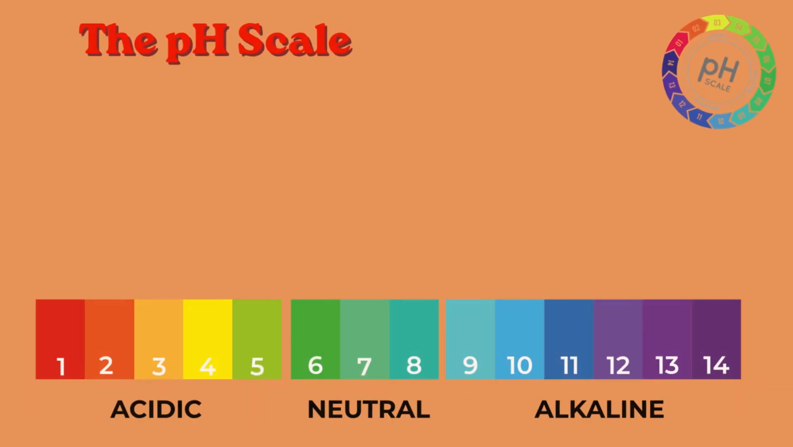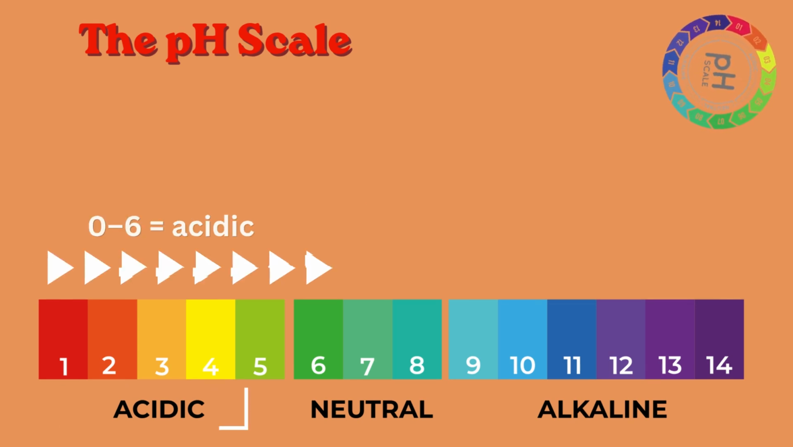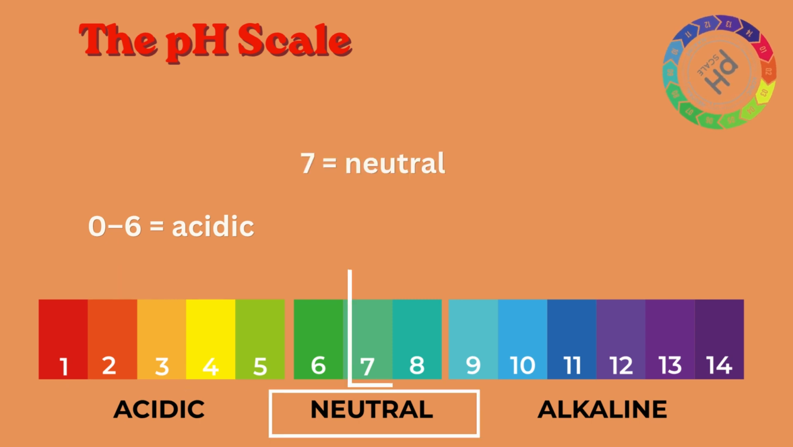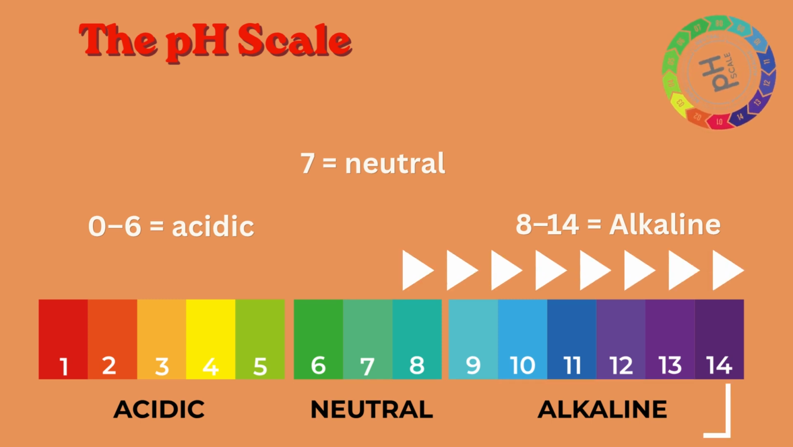The pH scale goes from 0 to 14. A pH less than 7 is considered acidic. A pH equal to 7 is considered neutral. And a pH more than 7 is basic, that is, alkaline in nature.